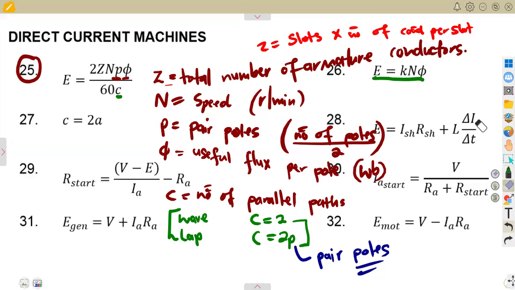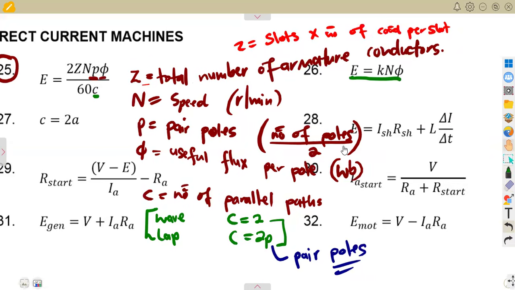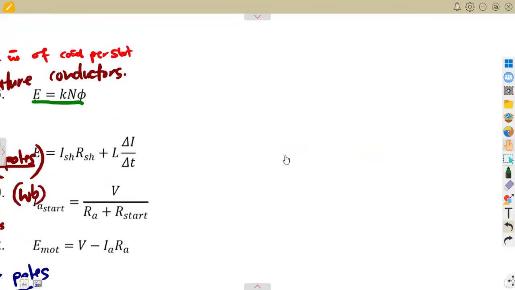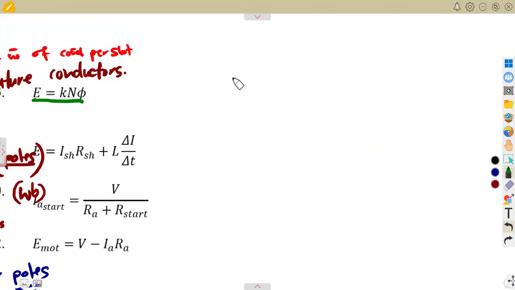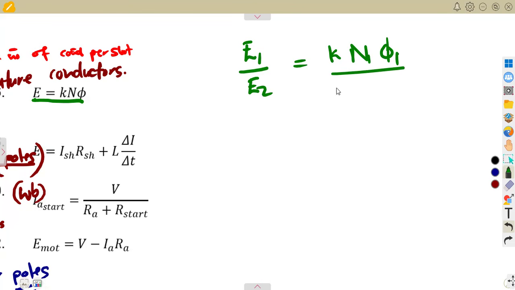So with this condition, it follows that when you are given the first condition of a DC machine, and you're asked the conditions of the second part, it follows that E1 over E2 is equal to K N1 flux 1 over K N2 flux 2. But remember, the constant there is the same.